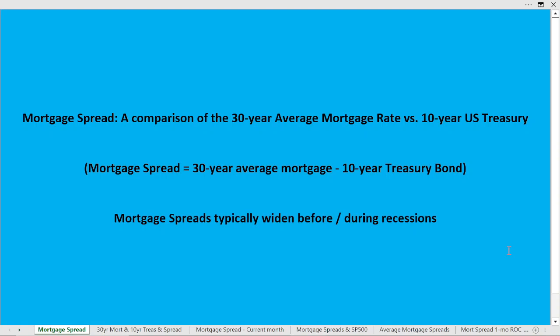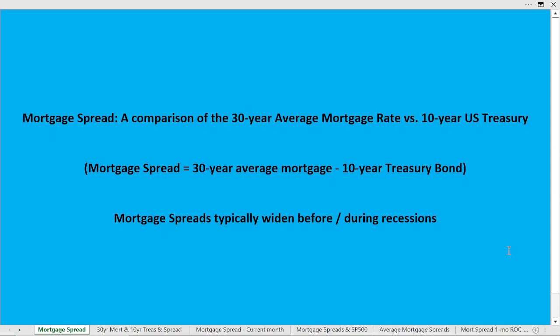A mortgage spread is a comparison of the 30-year average mortgage rates versus a 10-year U.S. Treasury. Now, mortgage rates we know typically follow federal funds and other fixed income markets. So when interest rates go up, mortgage rates go up, and conversely they go down. But it's not a locked one-on-one relationship. The mortgage spread, the average of the 30-year mortgages, may tend to rise away from the 10-year U.S. Treasury bond, and sometimes they'll contract.